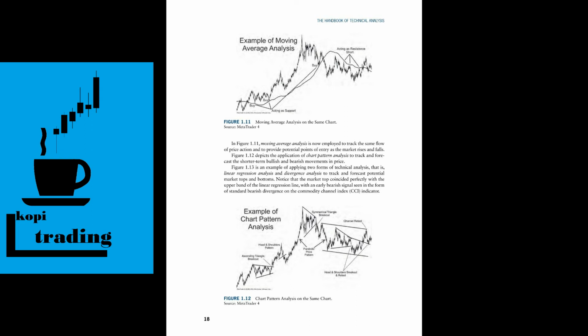Figure 1.12 depicts the application of chart pattern analysis to track and forecast the shorter-term bullish and bearish movements in price. Figure 1.13 is an example of applying two forms of technical analysis, that is, linear regression analysis and divergence analysis, to track and forecast potential market tops and bottoms. Notice that the market top coincided perfectly with the upper band of the linear regression line, with an early bearish signal seen in the form of standard bearish divergence on the commodity channel index (CCI) indicator.